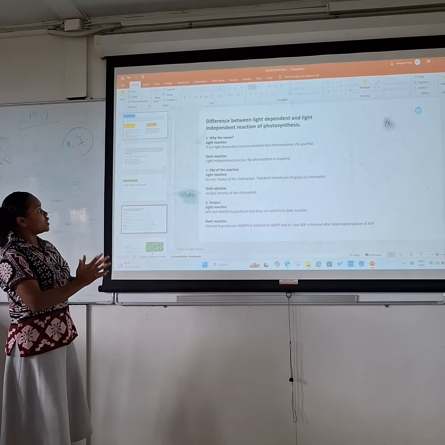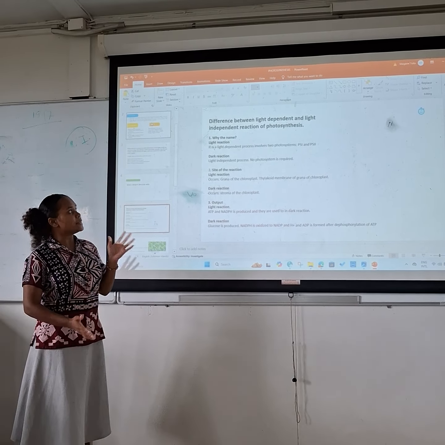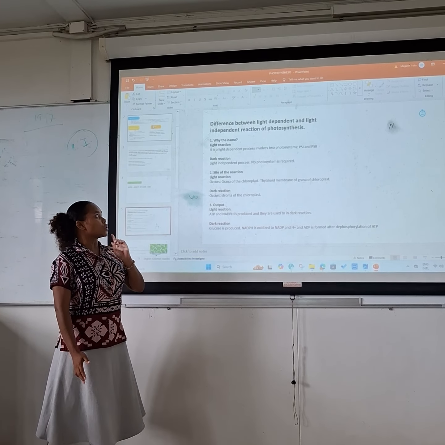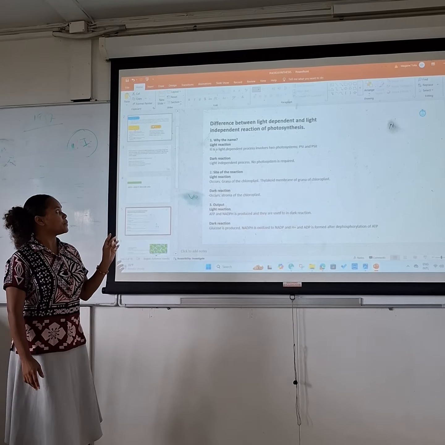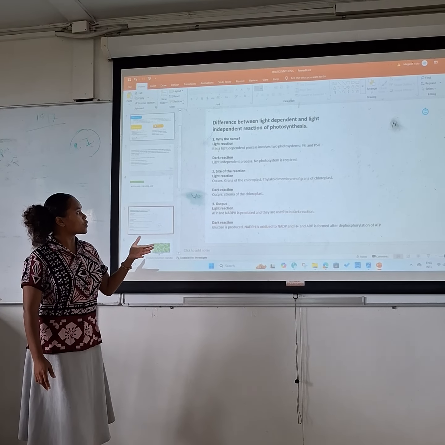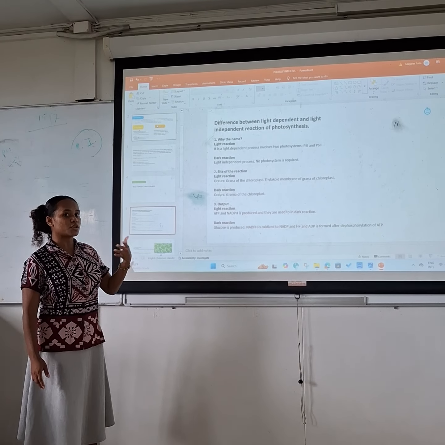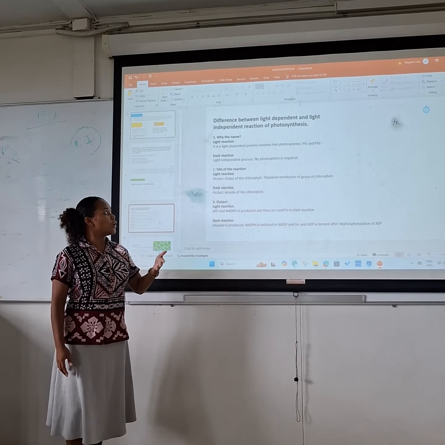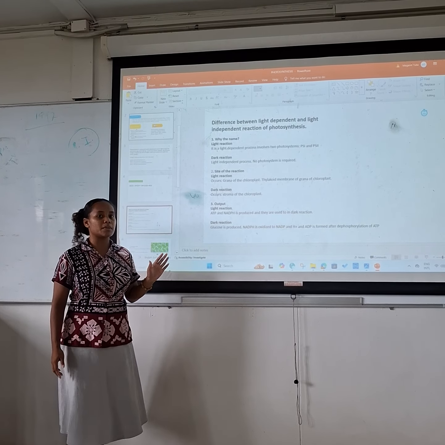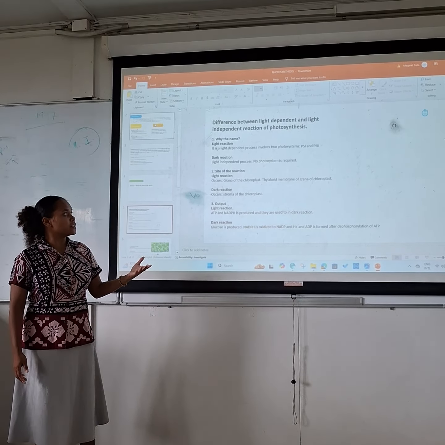There are 4 differences between the light-dependent and light-independent reaction of photosynthesis. Number 1 is the name. For light reaction, it is a light-dependent process involving 2 photosystems, photosystem 1 and photosystem 2. For dark reaction, it is a light-independent process, no photosystem is required.